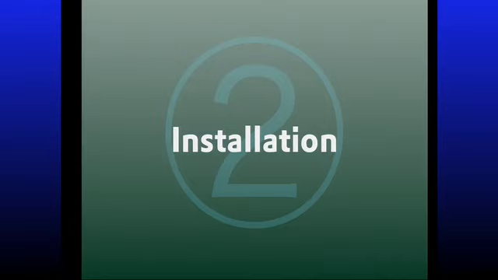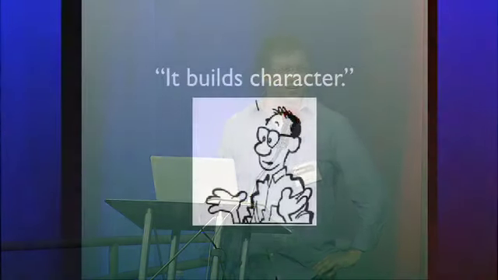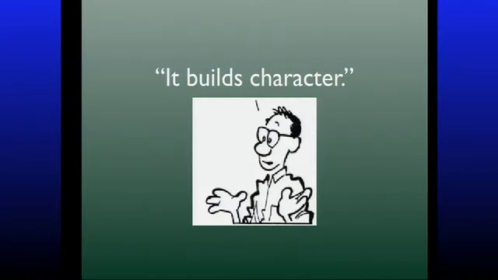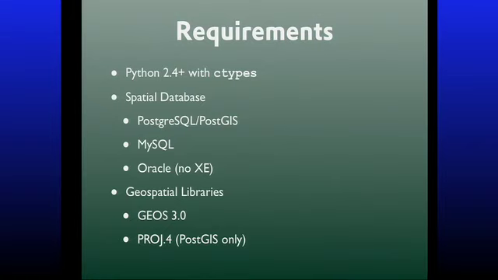So now we're going to go briefly into the installation. I'm not going to delve into it here. In short, it builds character. The minimum requirements are Python 2.4 with ctypes. We don't support 2.3. And a spatial database right now. Like I said, PostGIS, MySQL, Oracle. XE is not supported. And geospatial libraries. At the very minimum, everybody needs GEOS. And then if you're running PostGIS, Proj is a requirement anyway.